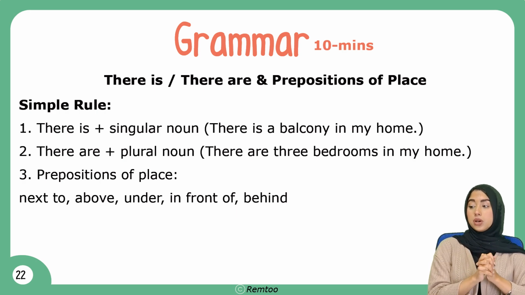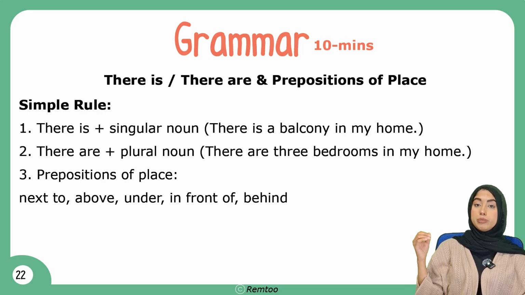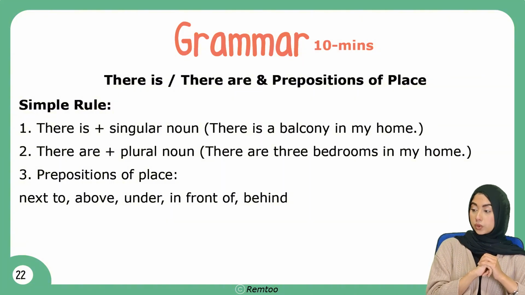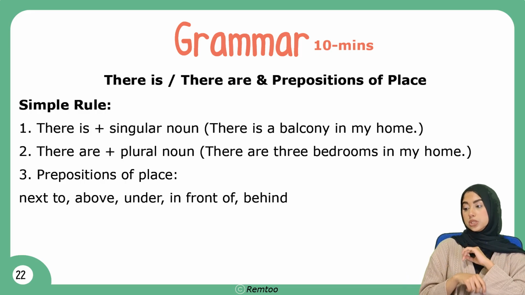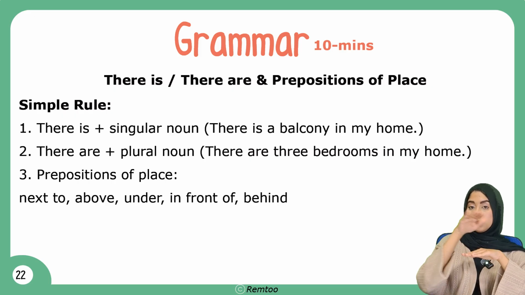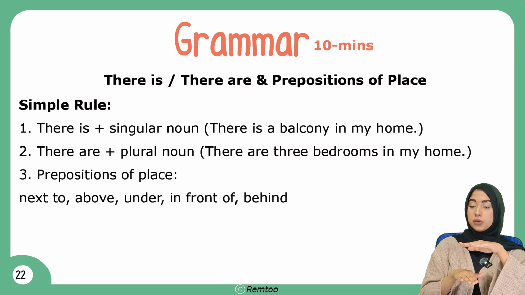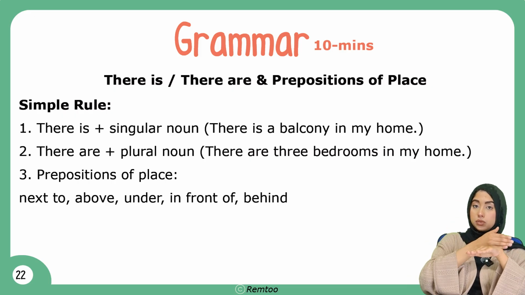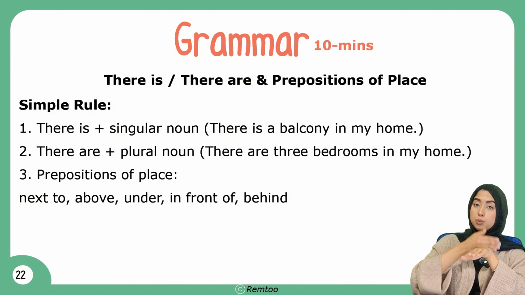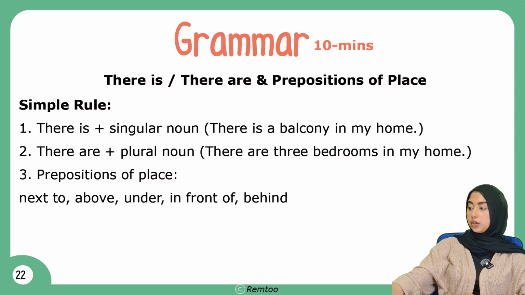Number two, there are plus plural noun. By plural, I mean more than one. Okay? So, for example, there are 3 bedrooms in my home. So, what about the prepositions of place? We have next to, we have above, we have under, we have in front of, we have behind. Again, next to, above, under, in front of, and behind. Okay, good, good. Let's just jump into our second practice.